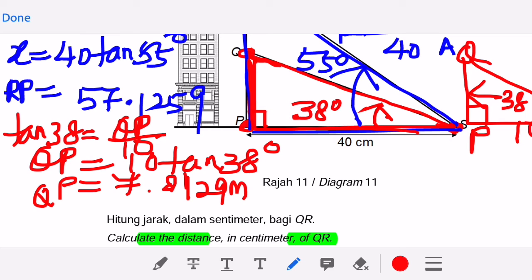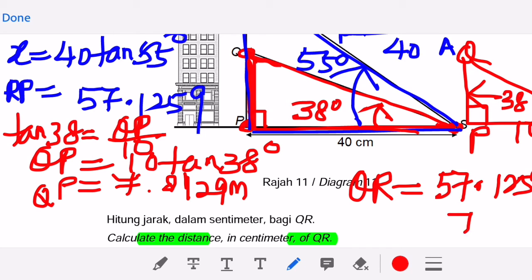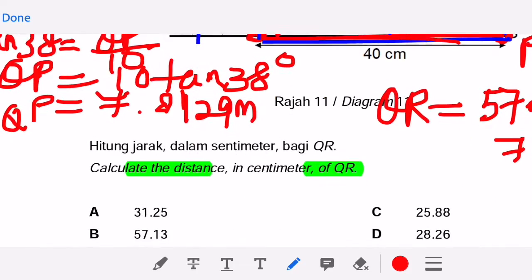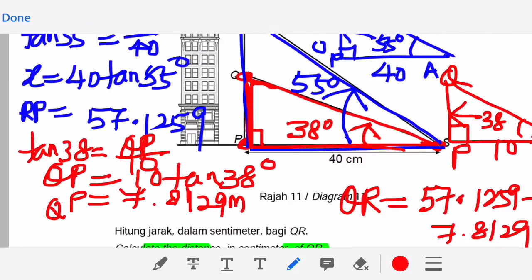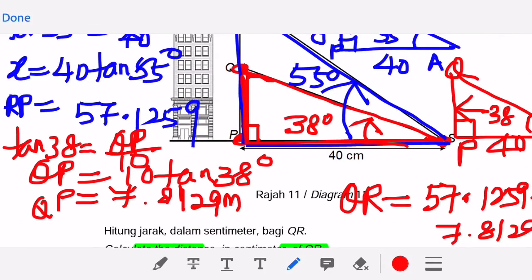So hence, we can find the difference between RP and QP to get the QR. QR is equal to 57.1259 minus 7.8129. So we get the answer 49. Okay, where is the answer? Oh, this is 40, right? Some mistake here. Alright, so let's do some changes here.